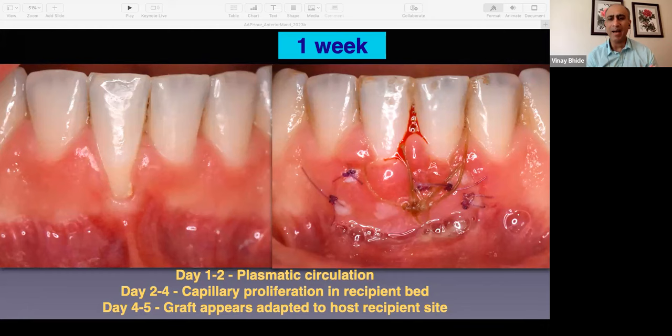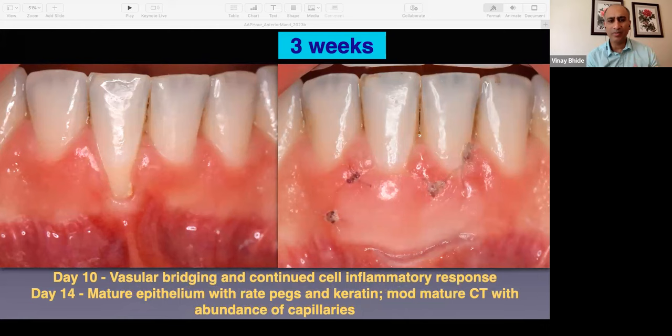And typically, I tell my patients, we'll know within a week, week and a half, whether this graft has taken or not. So at this point, as long as you're not seeing stark white, you're okay. And then by 3 weeks, we can see that the graft has started to mature nicely. We've got mature epithelium, probably with the rete pegs and keratin histologically. But we know now that we've been able to get complete root coverage.